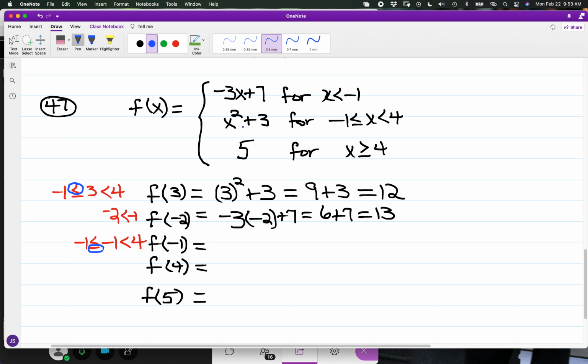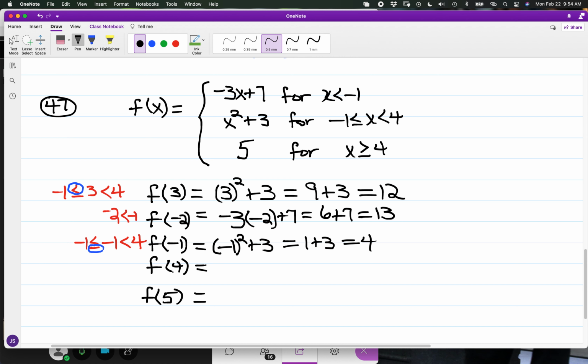So I'm going to be looking at x squared plus 3 once again. And with x at -1, so I have -1 squared plus 3. And the square of -1 comes out to 1, and 1 plus 3 is equal to 4.